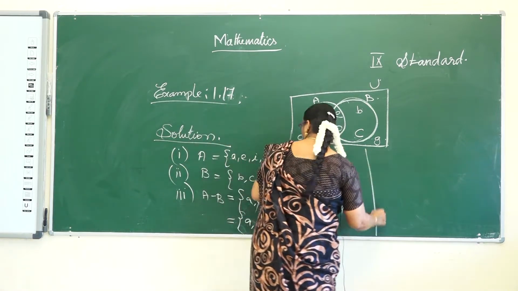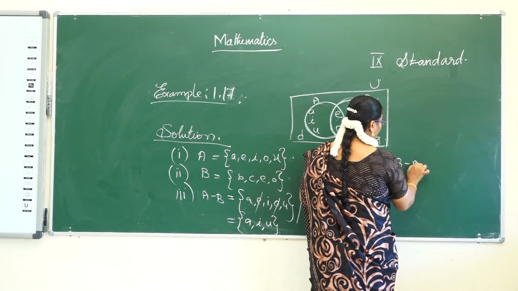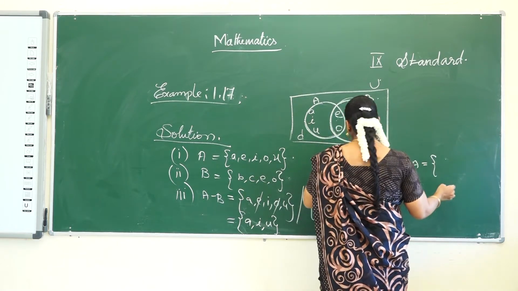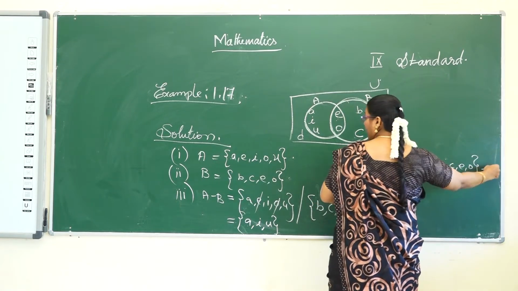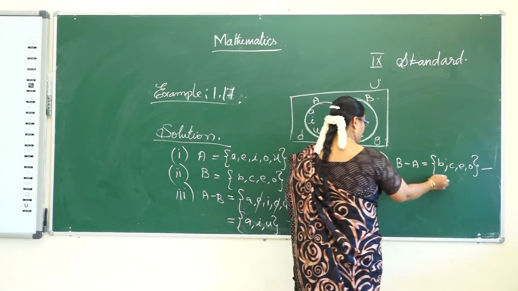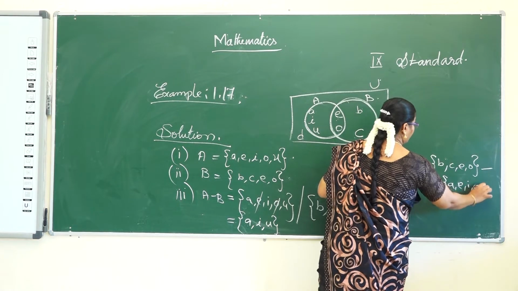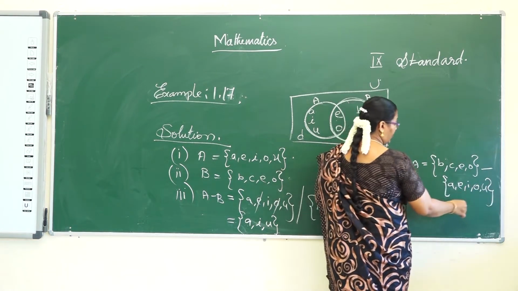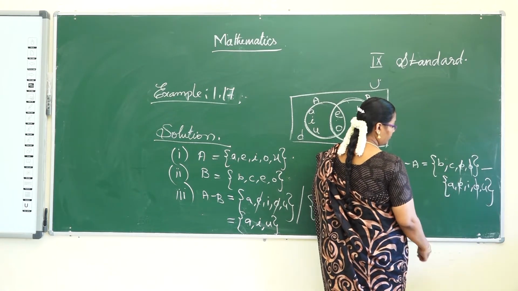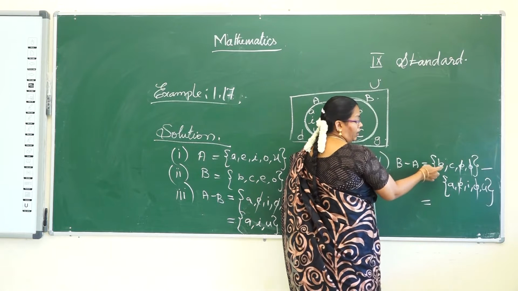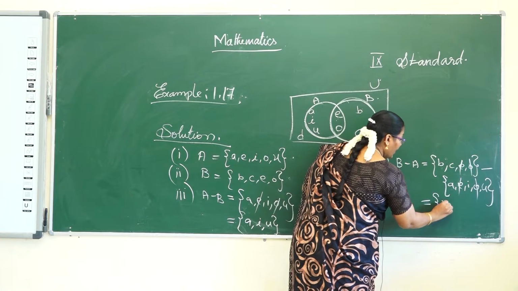Okay, and next, fourth, B difference A. So first write all the elements in set B, B, C, E, O, minus A, which is A, E, I, O, U. So which are the elements common here? O, E, that's it. So now write the elements in set B only. Okay, so B, C.